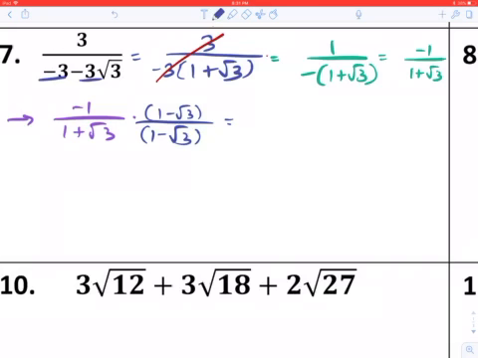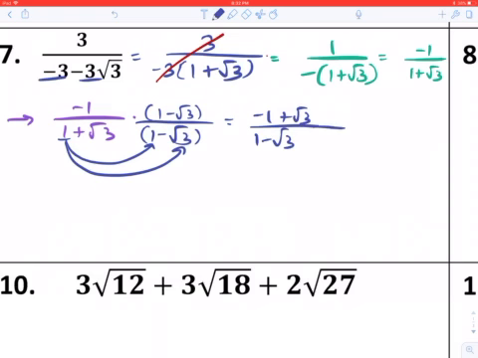On the top, if I distribute that -1, it's going to become -1 plus the square root of 3. And on the bottom, going to take 1 times 1 to get 1. 1 times the negative square root of 3, which gives me negative square root of 3. Positive square root of 3 and 1, it's a positive square root of 3. And square root of 3 times the negative square root of 3, which will give me -3.